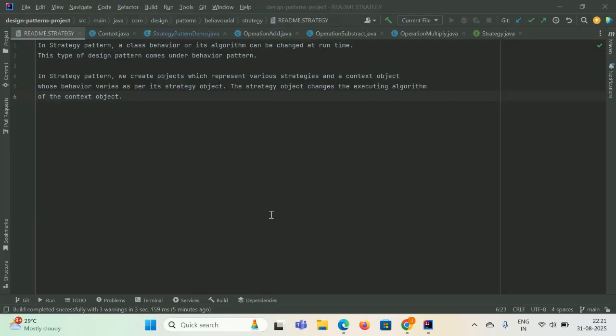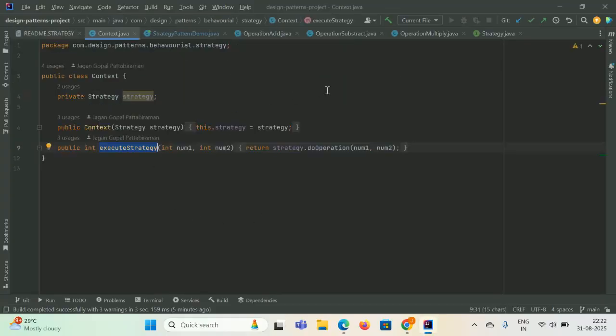We have a context, and during the execution at runtime, we will know which strategy we have to use. The strategy object changes the executing algorithm of the context object. We'll be creating an object for the context and we'll have various strategies, and it will be identified during the runtime. We will quickly jump into the context class.